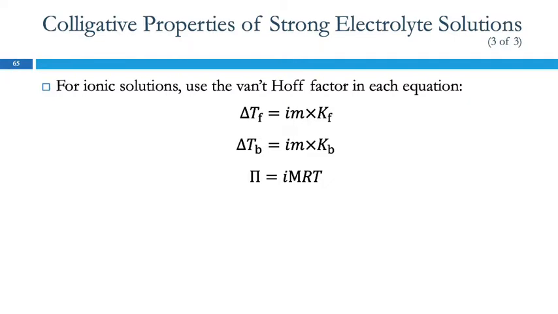So we can add this to all of those other equations. The freezing point depression is the Van 't Hoff factor times molality times the freezing point depression constant. And the boiling point elevation, same thing. And for the osmotic pressure, again, we're just multiplying it by the Van 't Hoff factor.